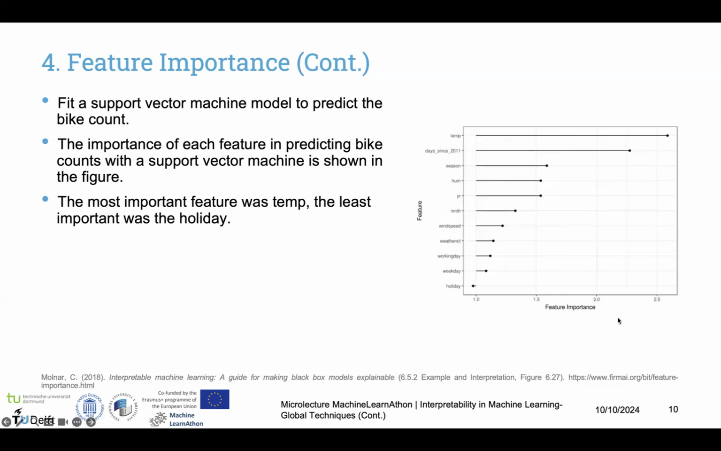So on the x-axis, we have the feature importance. On the y-axis, we have the features used in training the support vector machine model. And it's clear here that a feature like temperature is the most important feature for the support vector machine model. And also it's clear that something like holiday is the least important one.